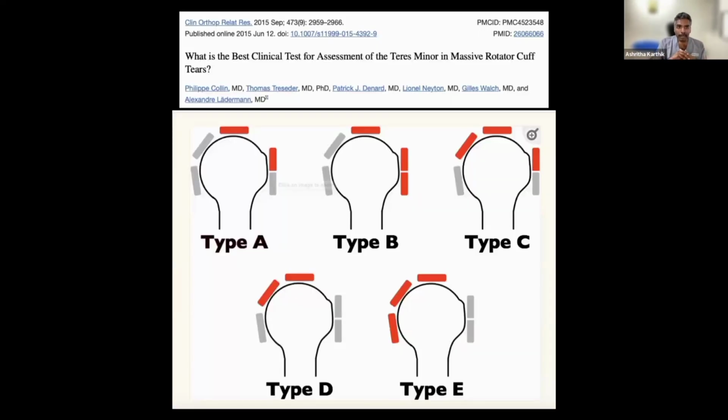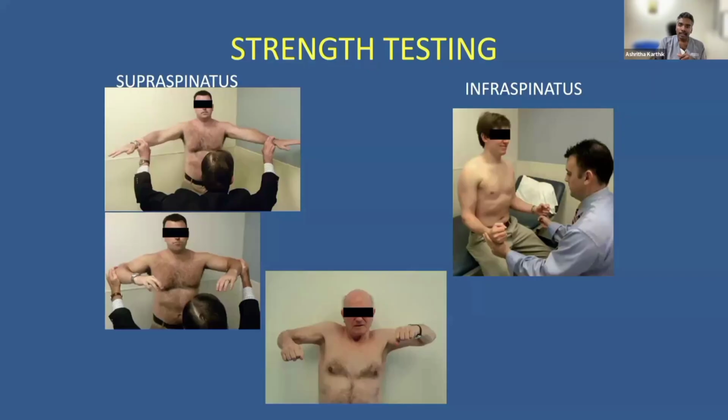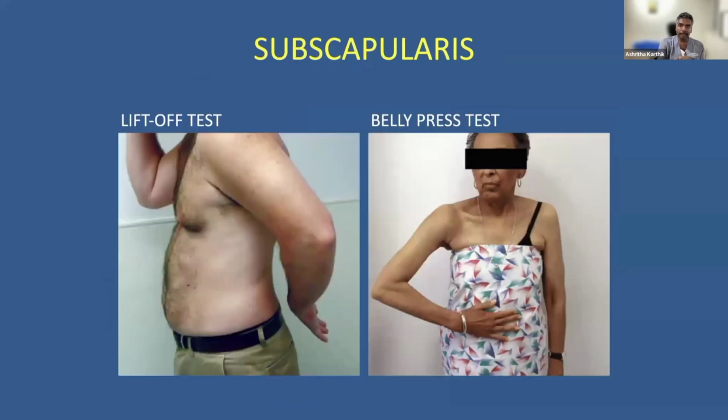Now, this paper again, I want you to read. This is Philip Colling's paper in CORR. This is how you classify cuff tears, but then what this is testing for is teres minor. I'll show you. This is the normal test I do, nothing different. I check for supra strength, infra strength, and obviously subscap. You have the belly press and the lift off.